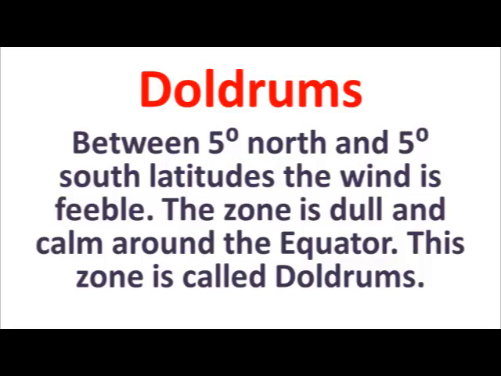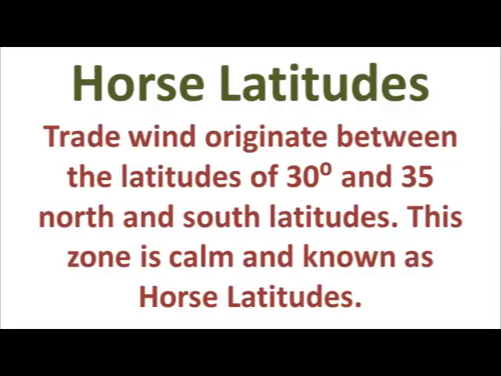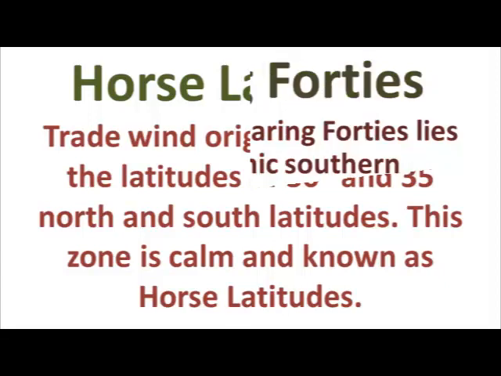Doldrums. Between 5° north and 5° south latitudes the wind is feeble. The zone is dull and calm around the equator. This zone is called doldrums. Horse latitudes. Trade winds originate between the latitudes of 30° and 35° north and south latitudes. This zone is calm and known as horse latitudes.